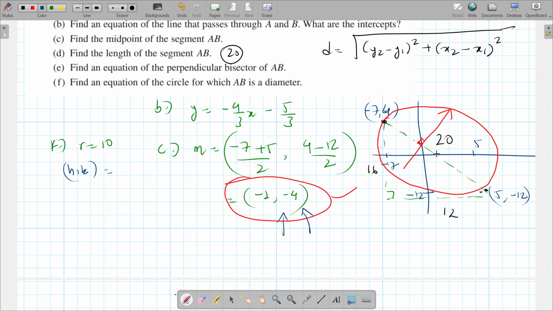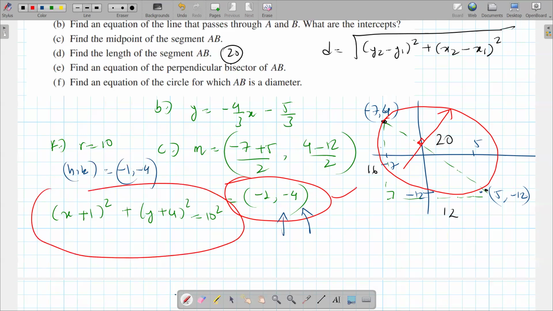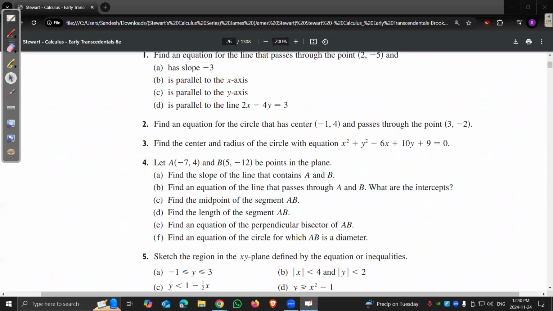If we're turning it into a circle, the center of the circle must be at the midpoint. So h comma k is -1, -4, and then you're going to plug these into the circle equation. (x + 1) squared plus (y + 4) squared equals 10 squared. And that's the answer to part F. Again, not super difficult, right? Just circles, you just have to know the general form of a circle. And the other things, such as finding the distance between 2 points, is prerequisite stuff.